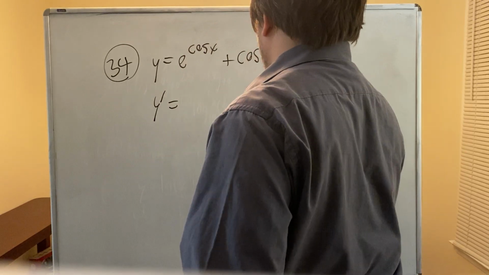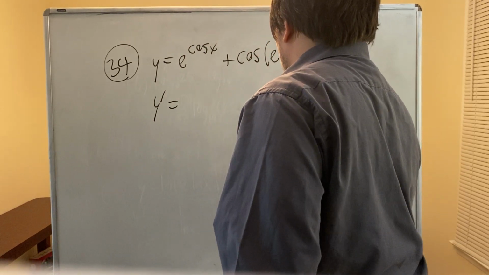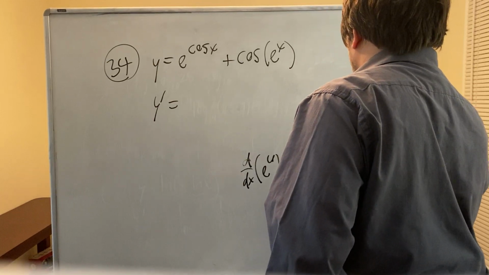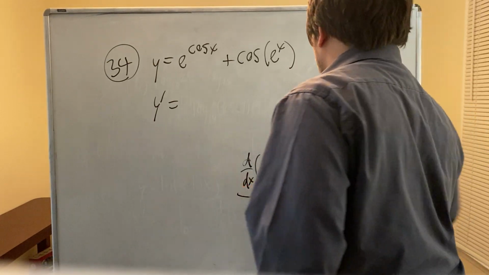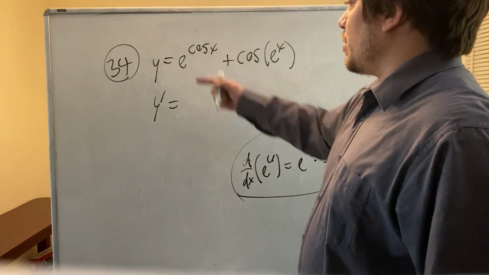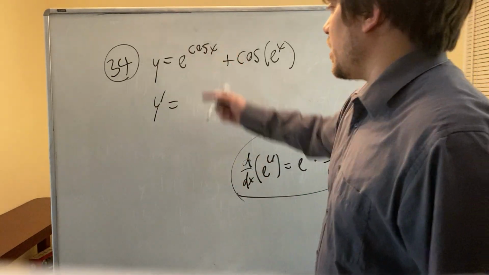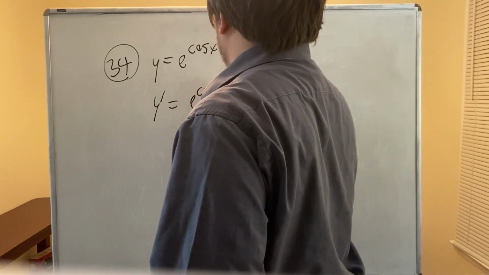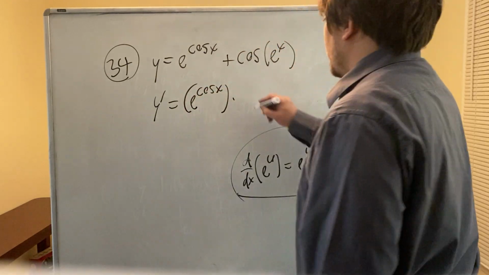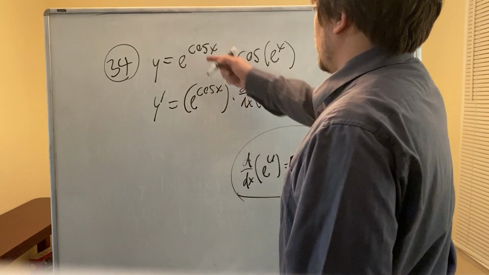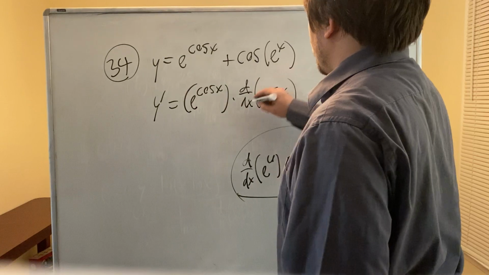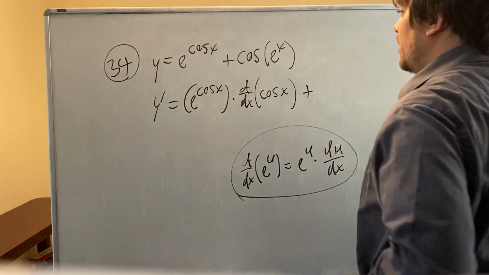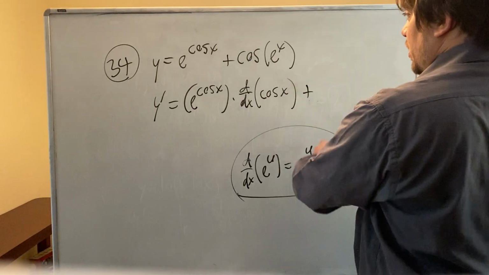Derivative of e to cosine x, well, d dx of e to the u is equal to e to the u times du dx. Okay, where u is a function of x. Here, a function of x is cosine x. So here, u is cosine x. This is d dx of e to the u, which is e to the u times the derivative of u, which in this case is cosine x. So the derivative of e to cosine x is this times this, plus the derivative of cosine of e to the x, using the same idea here.